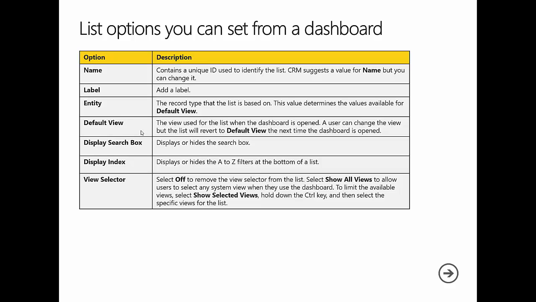This displays or hides the search box that allows a user to enter a search criteria. Display the index. Displays or hides the A to Z filters at the bottom of the list. The view selector. Select off to remove the view selector from the list. Select Show All Views to allow users to select any system view when they use the dashboard. To limit the available views, select Show Selected Views, hold down the Control key, and then select the specific views from the list that you want to be offered to the user.